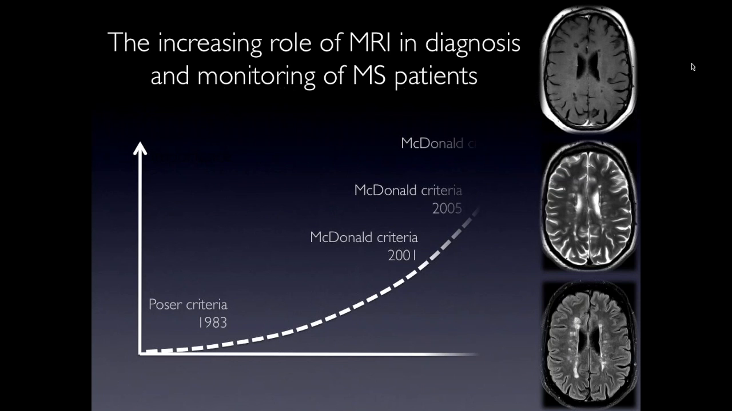Now, there is definitely an increasing role of MRI in the diagnosis and monitoring of multiple sclerosis patients. If we look at a time chart, which is starting back in the 1980s somewhere, we see that there's an almost exponential growth in the use of MR imaging for the diagnosis and monitoring of multiple sclerosis. And you see some of the time points on that graph, starting with the Poser criteria, then the MacDonald criteria, and the modified MacDonald criteria.